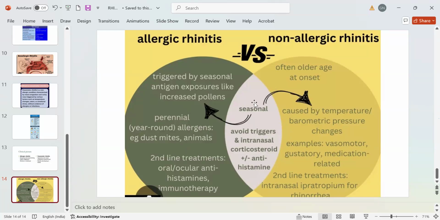Now this is in common for both the things. Avoid the triggers. The things which are triggering this one, avoid it. The conditions which are triggering non-allergic, avoid it. And treatment is intranasal corticosteroid and antihistamine. It is common to both the things.